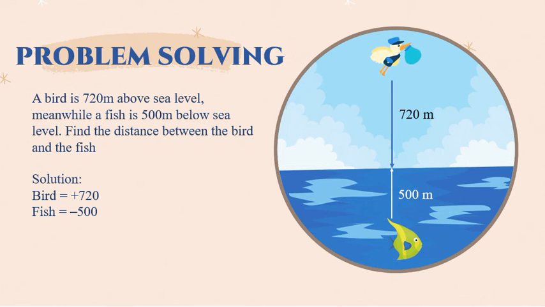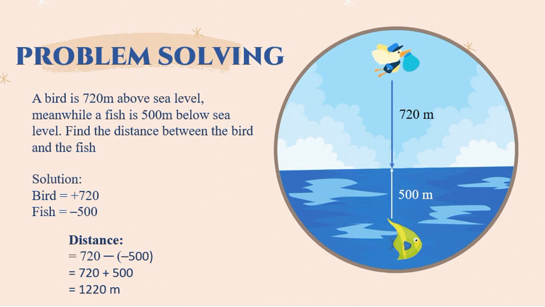We want to find the distance. The distance means that 720, you must minus negative 500. So minus negative will become plus. So 720 plus 500 equals 1220 meters. So in integers, you have to be aware of the positive and negative signs.